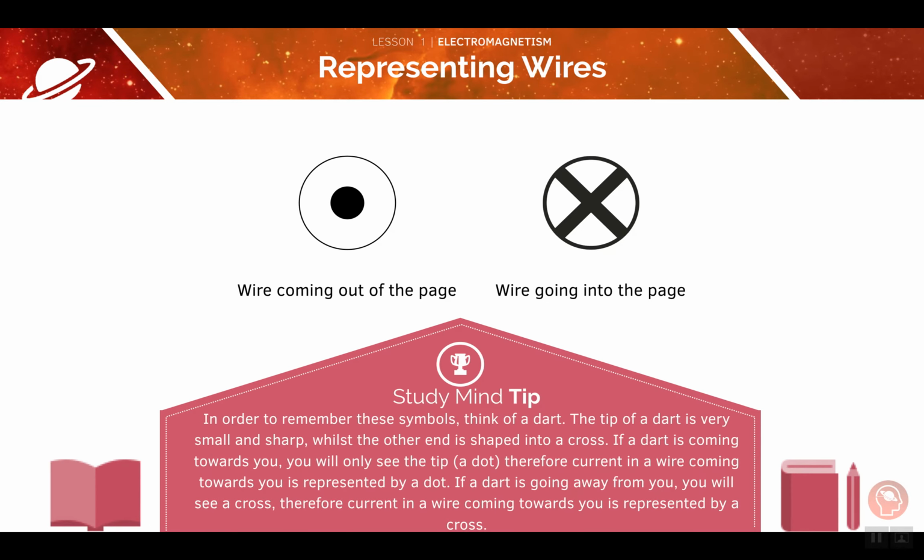A good way to remember these symbols is to think of a dart. If a dart was coming towards you, you'd see the point. And if the dart was going away from you, you'd see a cross.